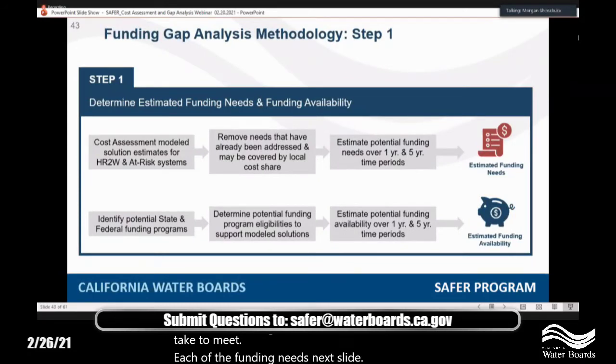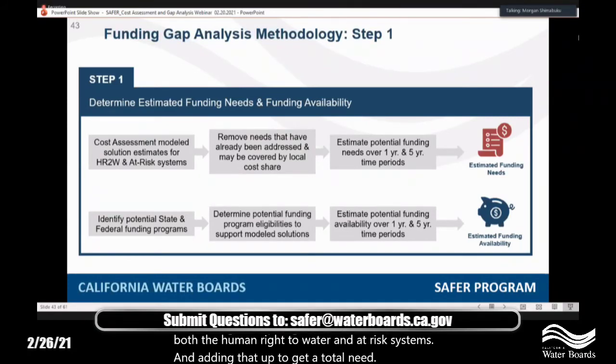So step 1 has sort of 2 parallel tracks. The first on top there begins with receiving the cost assessment output after the sustainability and resilience assessment has modeled the solution that is going to be used in this analysis, and taking that estimated need for both the human right to water and at-risk systems and adding that up to get a total need.